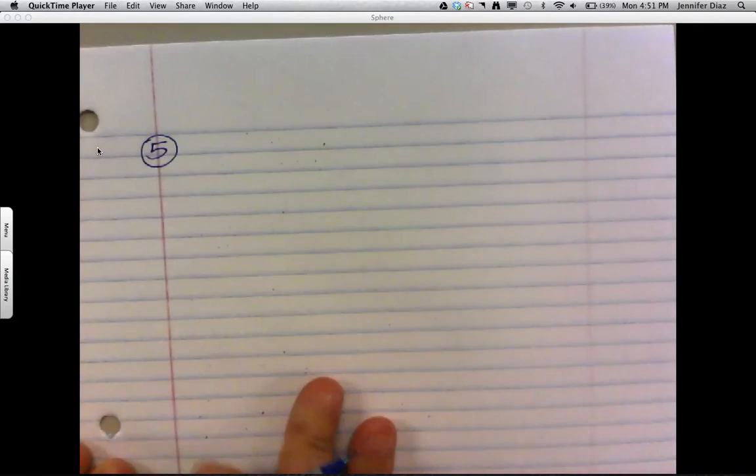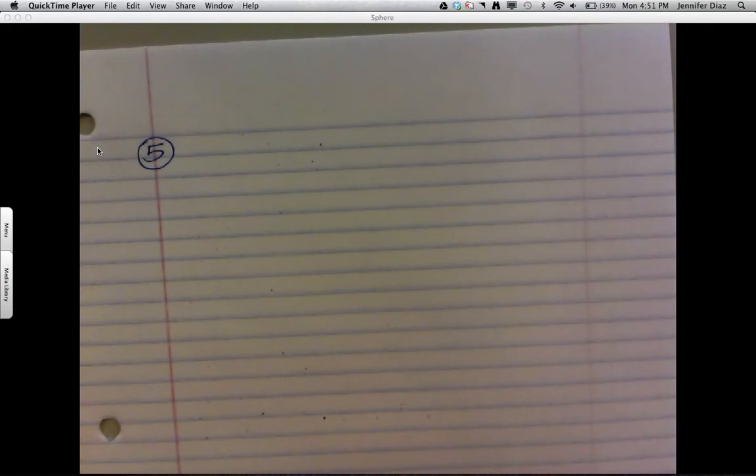Okay, in this example, I'm doing Let's Practice on page 174. This is number 5 we did in class. The question says, Mrs. Kong uses 1/3 of a stick of butter in a sauce. She then uses 5/8 of the remaining butter to make garlic bread. What fraction of the stick of butter is left?